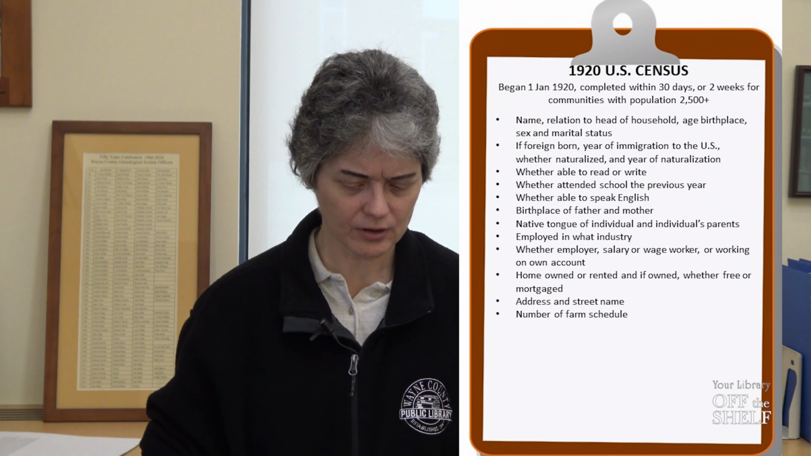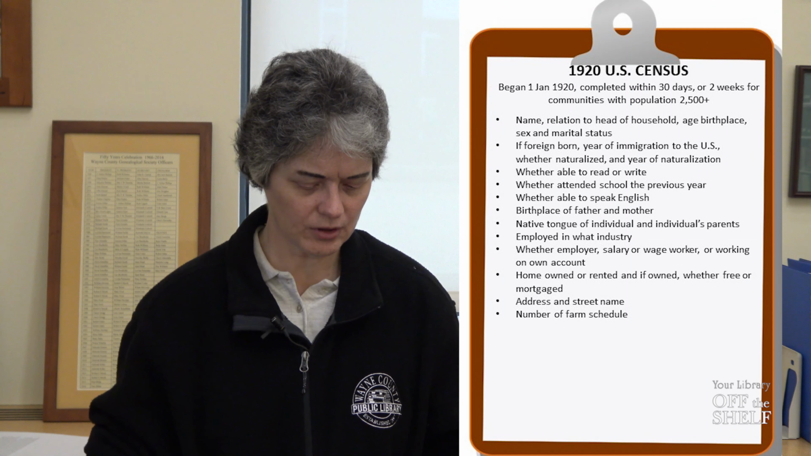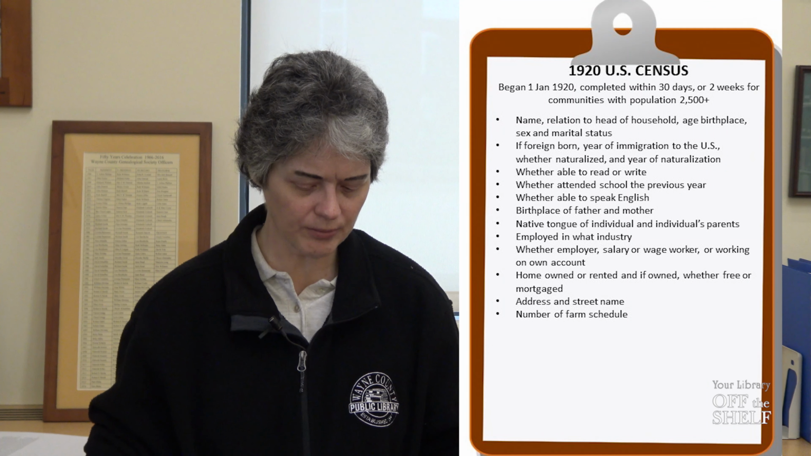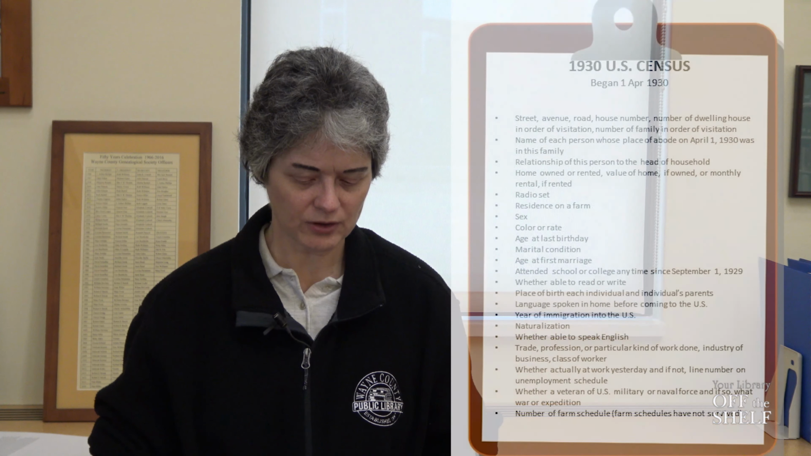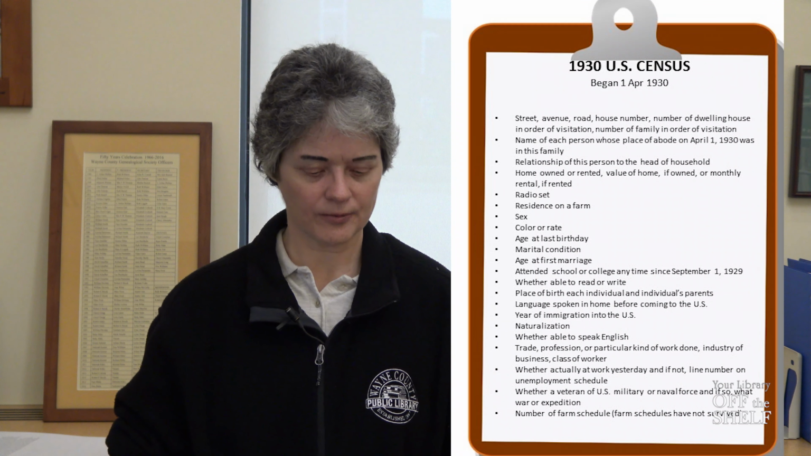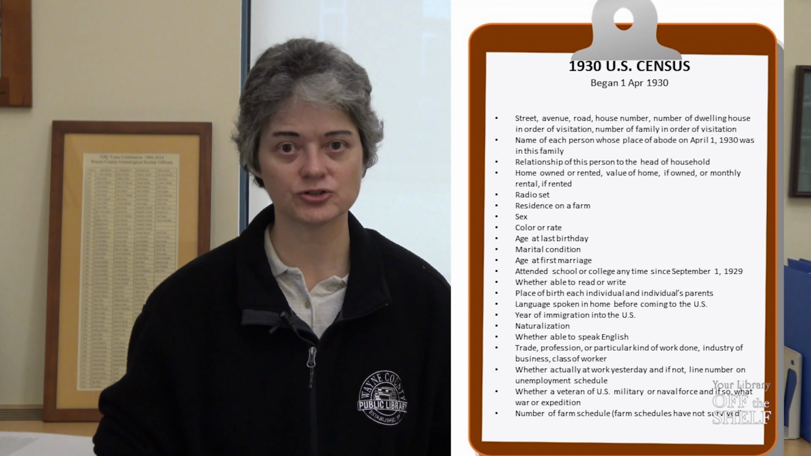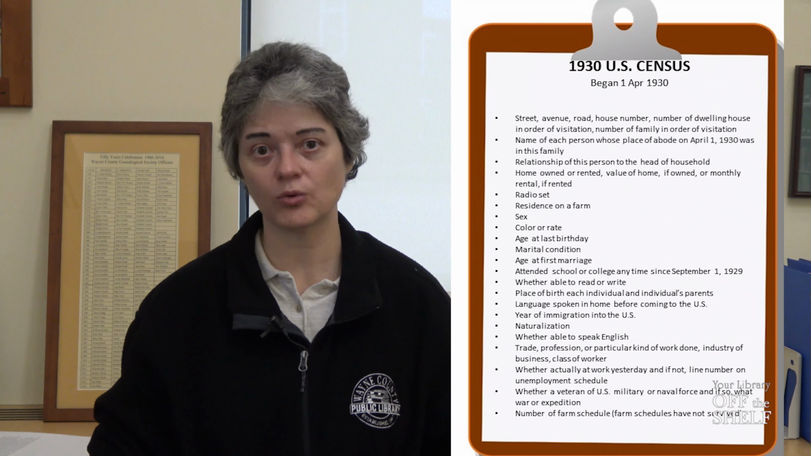In 1920, it's also giving some information about the address and gives you a farm schedule. However, these farm schedules after 1900 don't really exist anymore. Some of the stats may exist, but the details do not. And then, of course, you have the 1930 census, which gives a lot of the same information as the 1910 as well as the 1920 census.